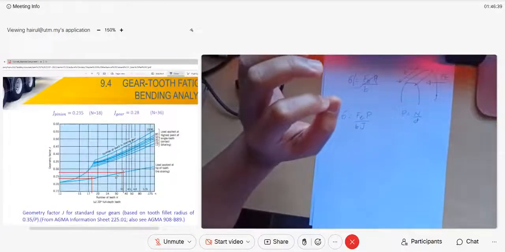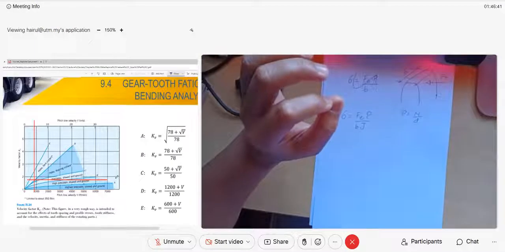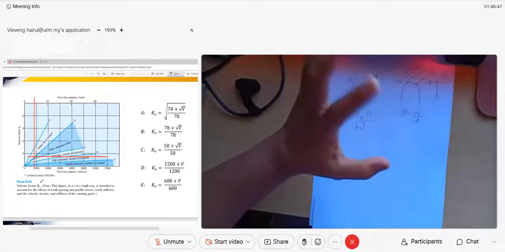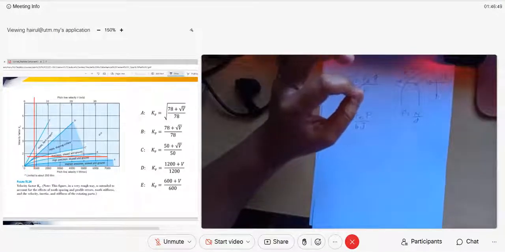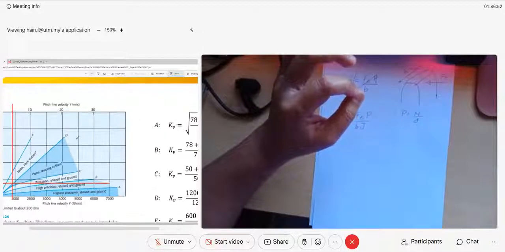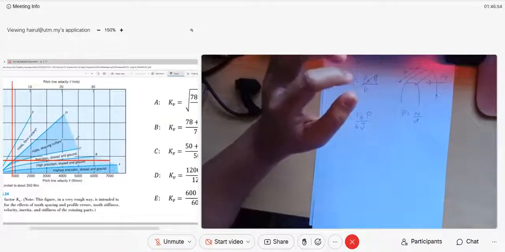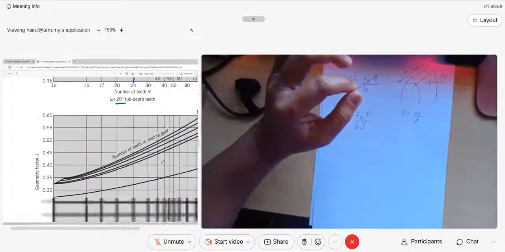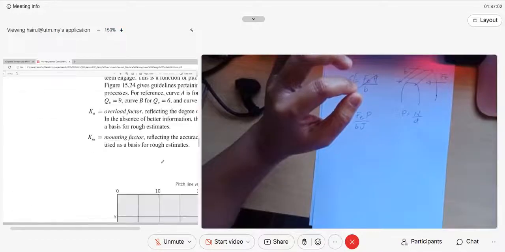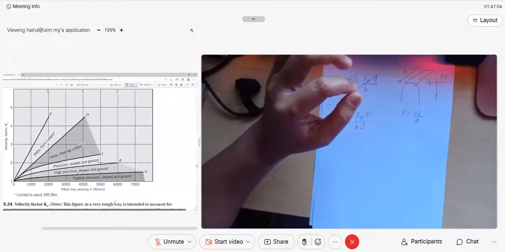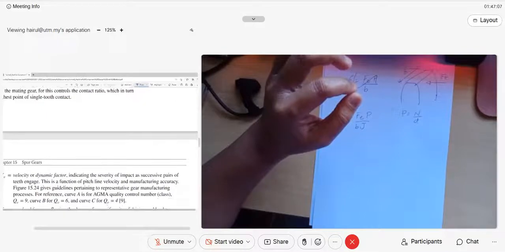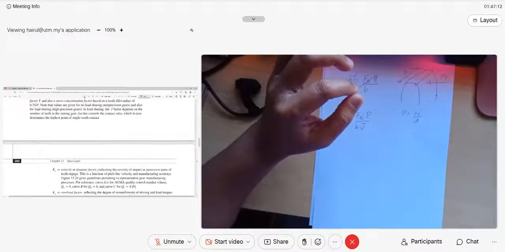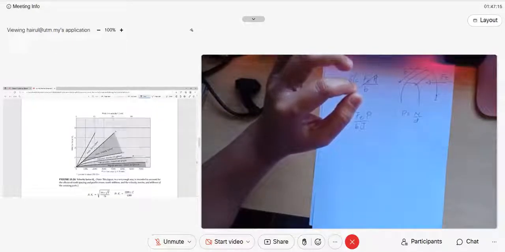So what is KV? If you look at figure 15.24 in your textbook, you have a graph. Either you can use a formula or you can use the graph, but it depends on the type of machine of your gears. Figure 15.24, page 586. This is where you can get your KV.